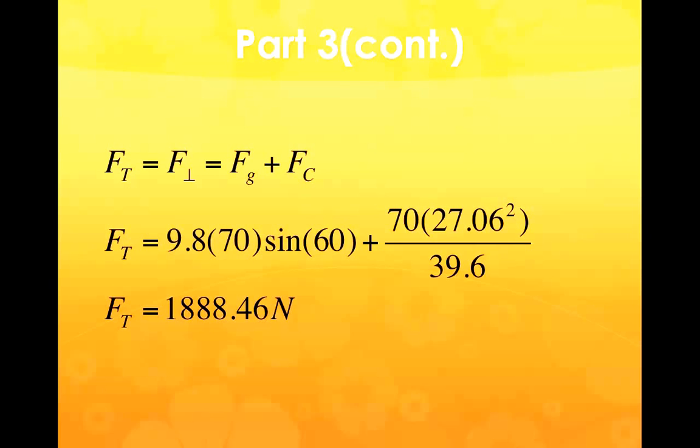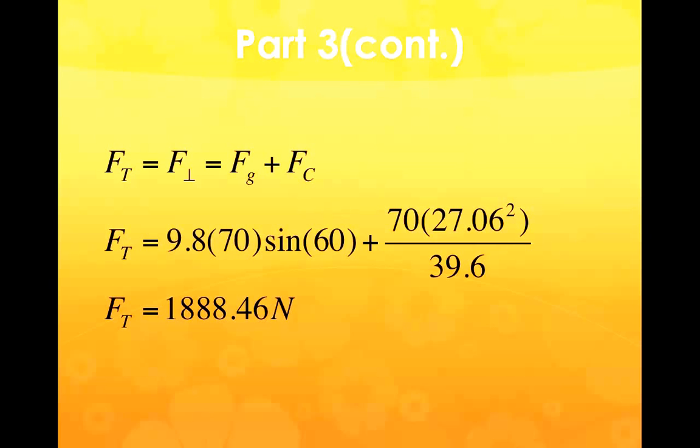Now, calculating for the force of tension, we have the same equation we used before. Force of tension equals the net force perpendicular to motion, and that's equal to the force of gravity plus the force of the centripetal motion. And now we're going to multiply the force of gravity, since it's not perpendicular to the momentum of the person, by the sine of 60 in order to compensate for that and to find the force of gravity in the perpendicular direction.